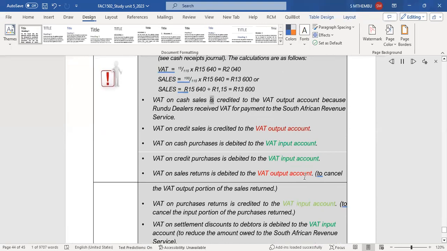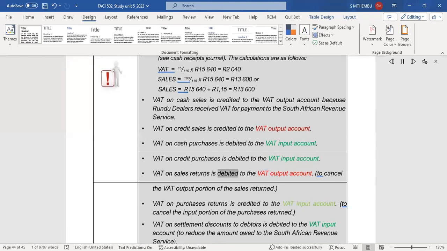VAT on cash sales is credited to the VAT output account because Runda Dealers received VAT for payment to the South African Revenue Service. VAT on credit sales is credited to the VAT output account. VAT on cash purchases is debited to the VAT input account. VAT on credit purchases is debited to the VAT input account.